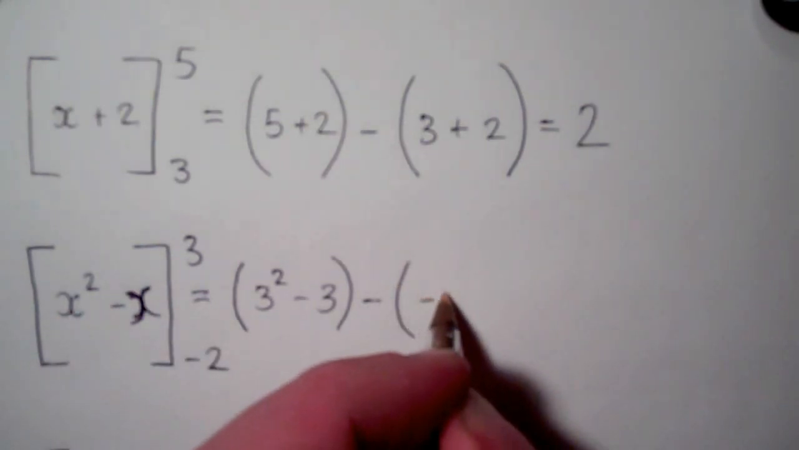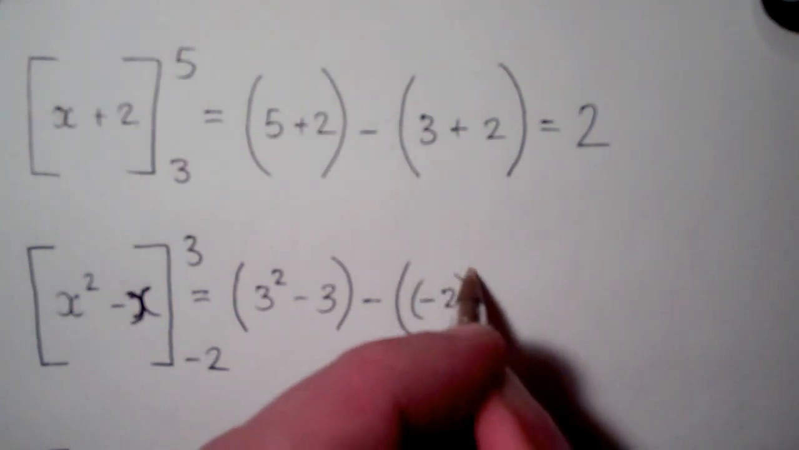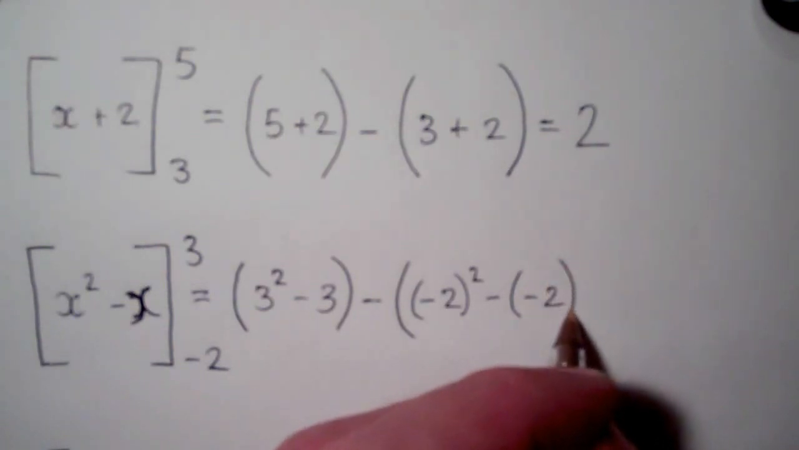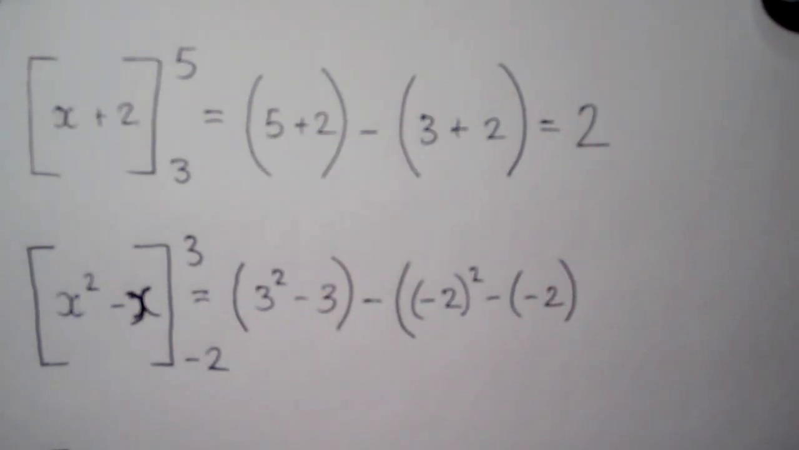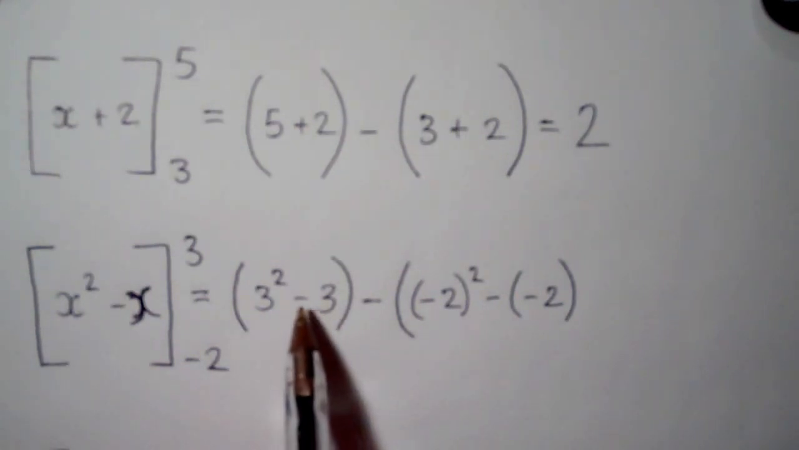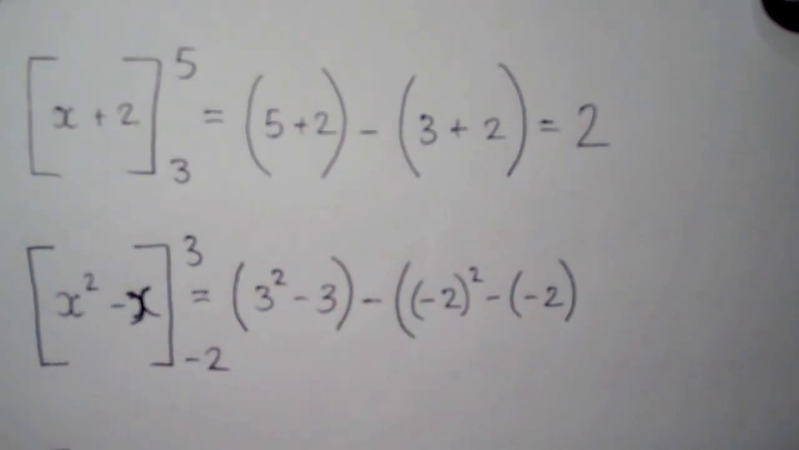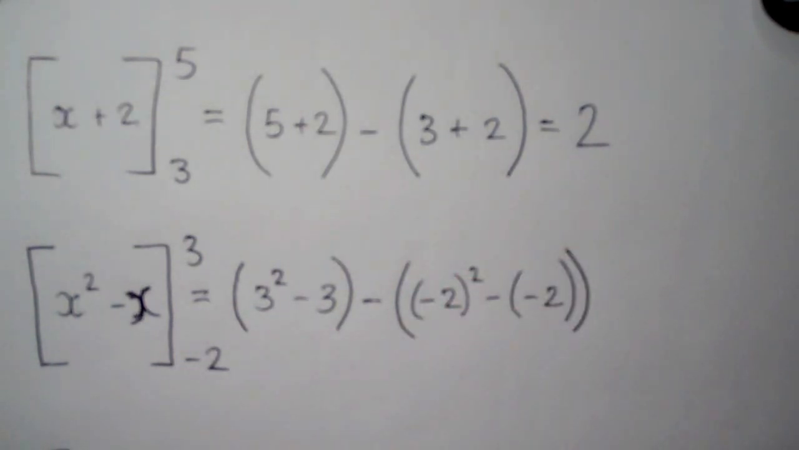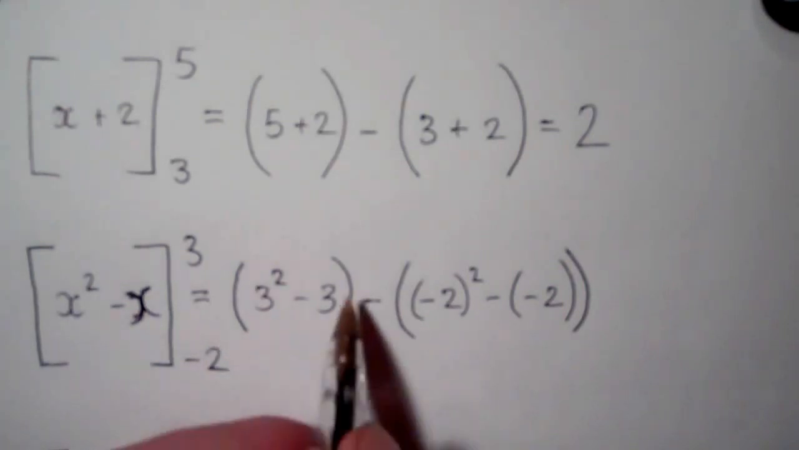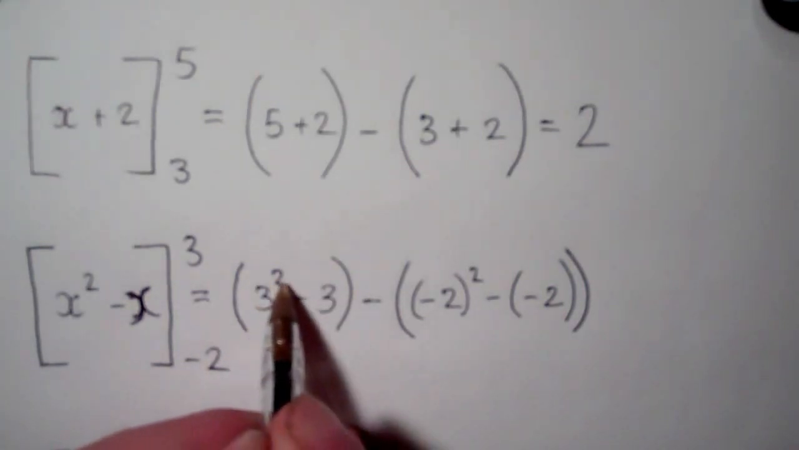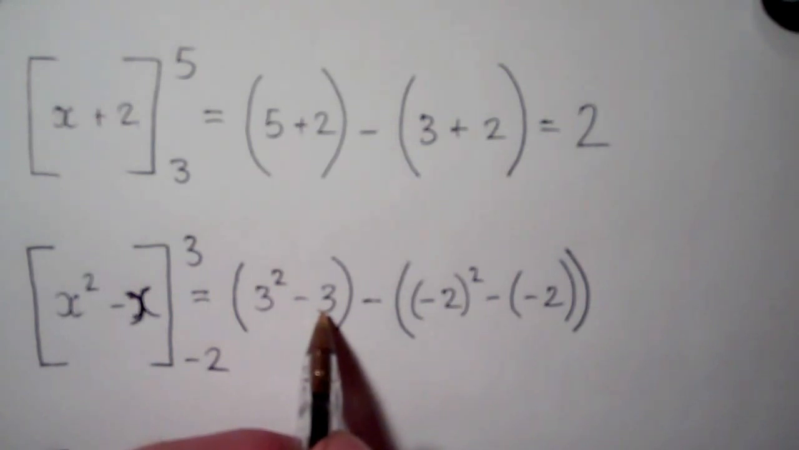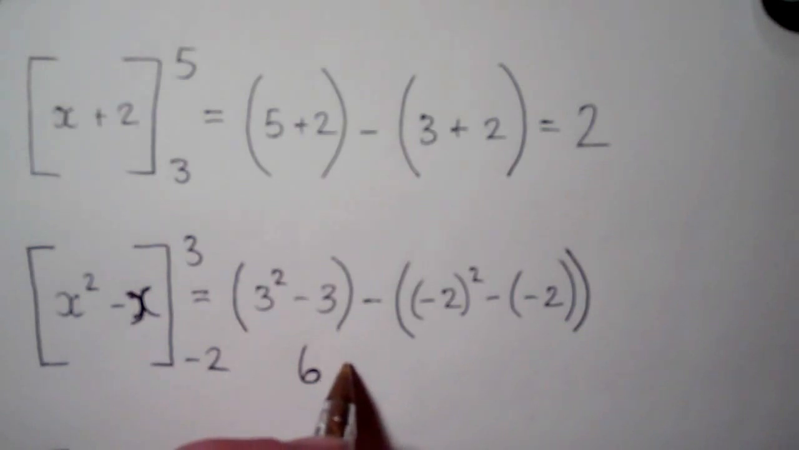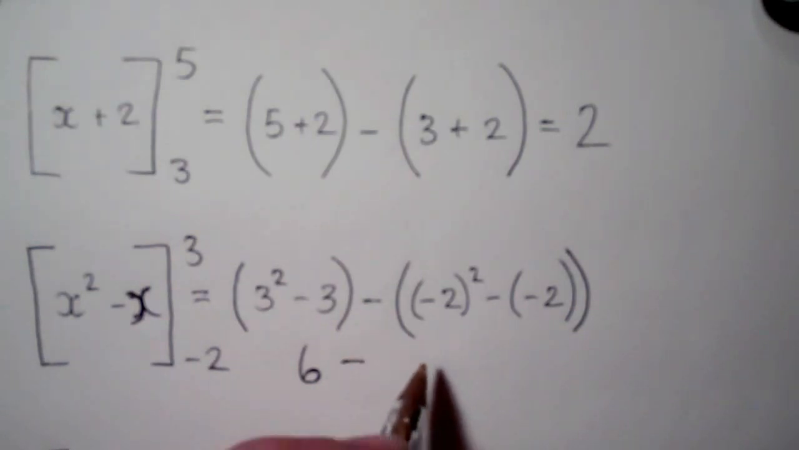So be careful with your minus signs now. Minus 2 squared minus minus 2. Be very, very careful with your minus sign, because look here, we've got a minus, a minus, a minus, a minus, and a minus. 5 minuses. So close the brackets. Now we've just got space underneath to do that properly. This first bracket's nice and easy. 3 squared is 9, minus 3 is 6. So that becomes 6. But then we've got minus the second bracket.